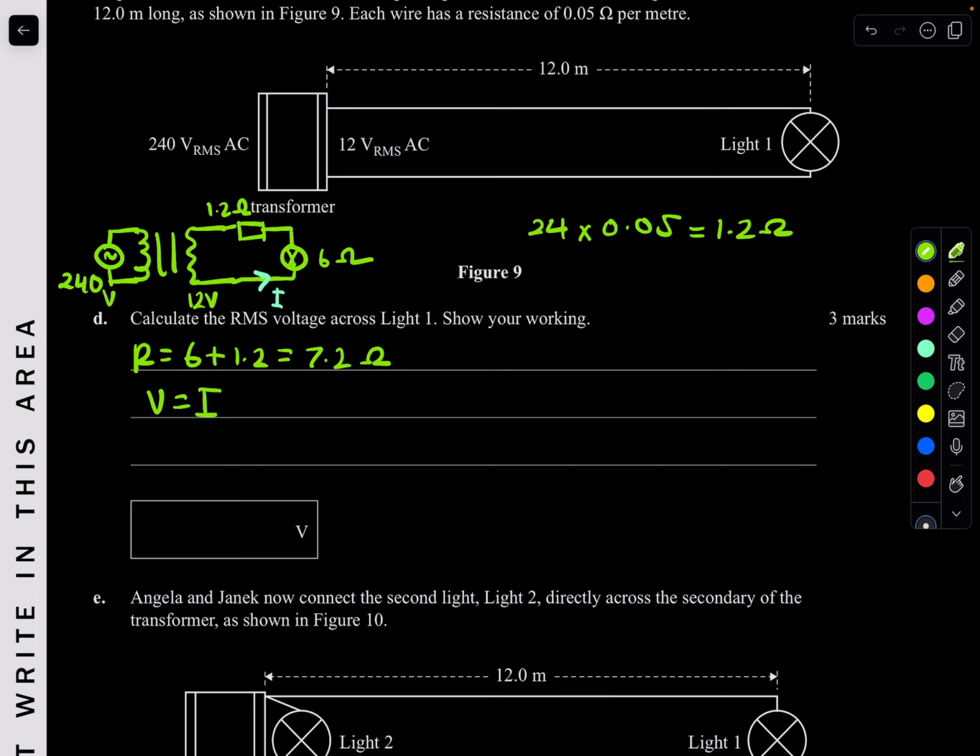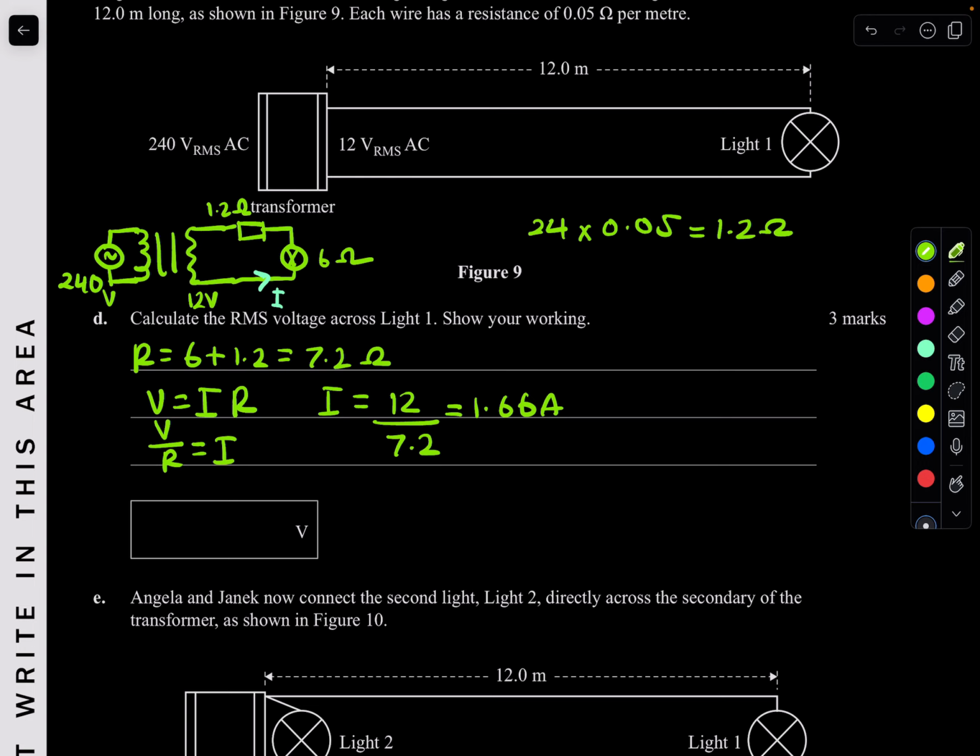We know about Ohm's law to calculate the current. It's just voltage over resistance is your current. So your current, in this case, is your voltage, which is 12, divided by your resistance, which is 7.2. Let's do that. 12 divided by that gives me a current of 1.66 amps, pretty much. And so now we have the current that's running through that wire.